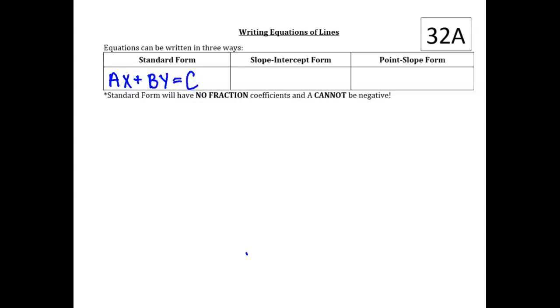Okay, we've already done slope-intercept form. This should be familiar. y is equal to mx plus b, where m is the slope and b is the y-intercept. And then last unit we also covered point-slope form, where y minus y1 is equal to m times x minus x1.